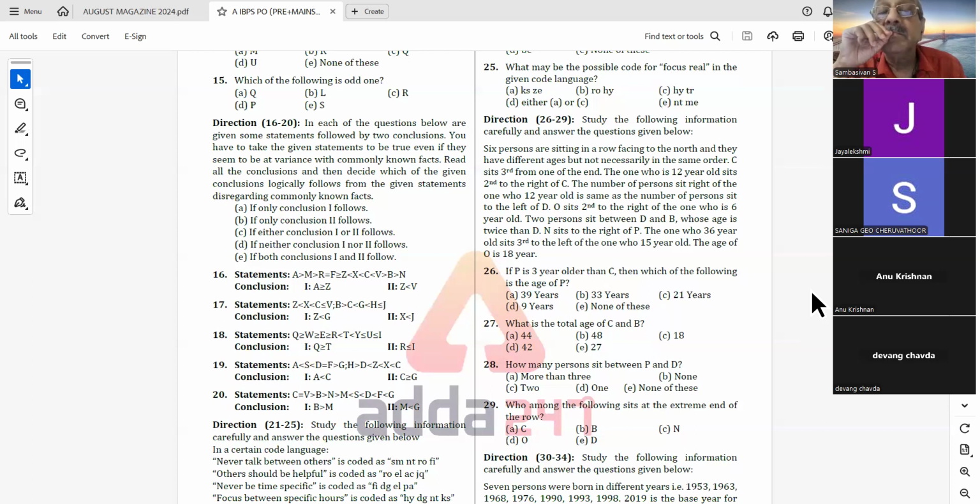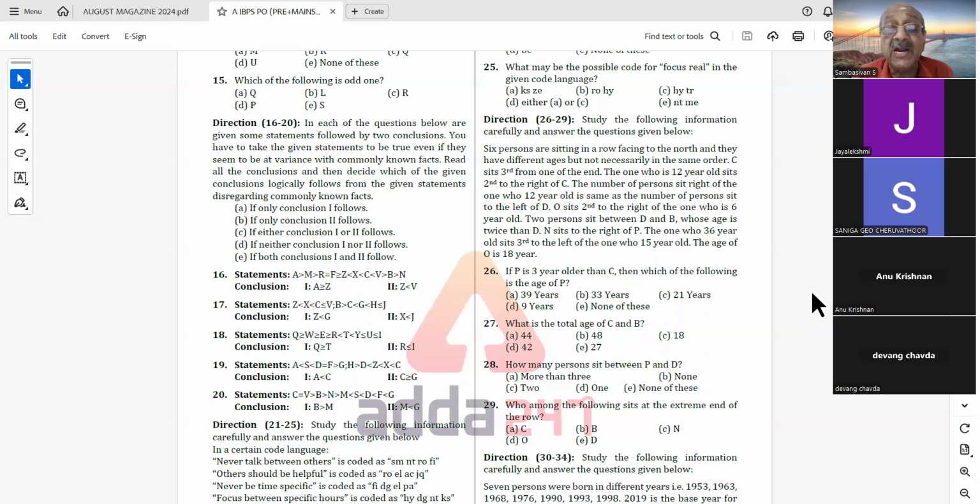O sits second to the right of the one who is 6 years old. Two persons sit between D and B, whose age is twice that of D. N sits to the right of P. The one who is 36 years old sits third to the left of the one who is 15 years old. The age of O is 18 years.